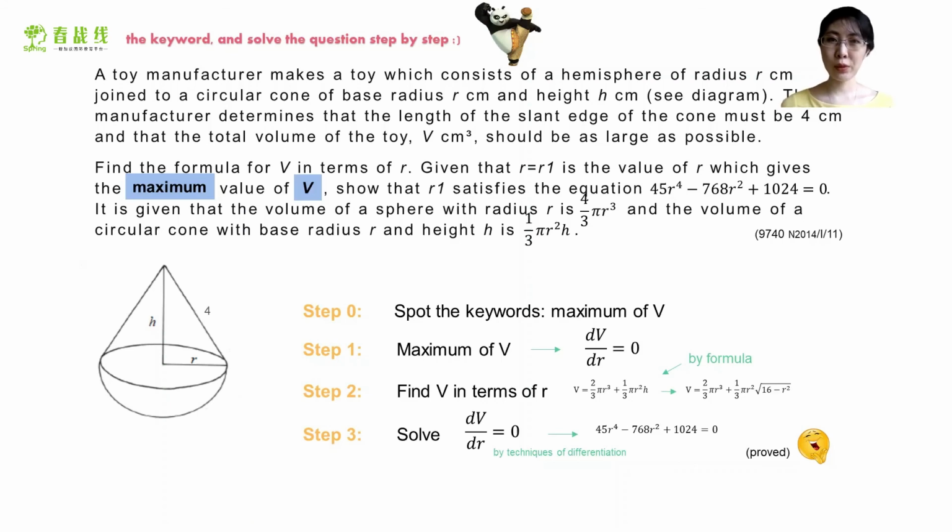In addition, if you want to know why the maximum of V means dV/dr equals to 0, please refer to my differentiation class for the easy explanation. For this video, we only talk about how to solve this question step by step. Now you can go and search all the maximization and minimization problems and try to solve using the exact same steps.